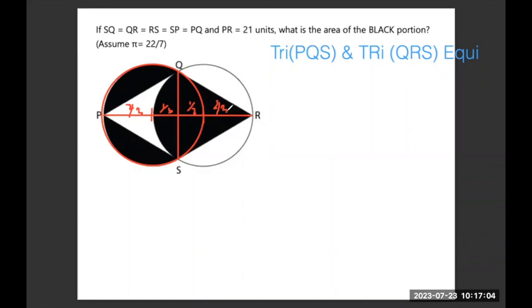The altitude, the centroid, the orthocenter, and even the circumcenter, and even the incenter, the circle which is inscribed, in an equilateral triangle they all coincide at one point. If it is an equilateral triangle, all these points coincide at one center, at one point itself. And in this case, this point will be the edge here, this part.